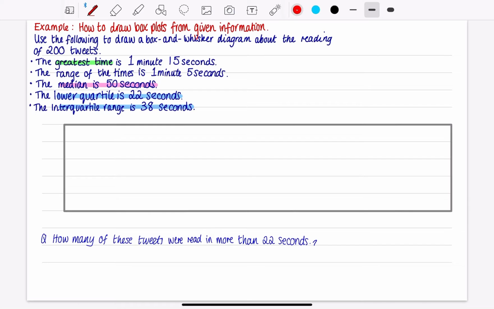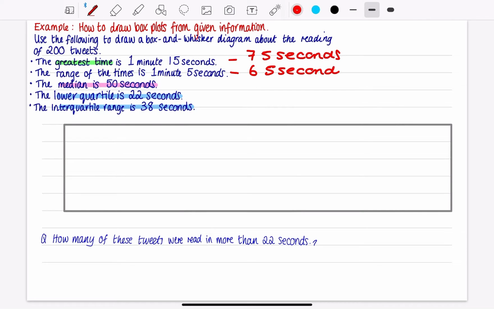We first need to make sure everything is in the same unit, as we would do with any other type of graph or diagram. As it's easier to work with larger numbers than maybe decimalized minutes, we are going to start by converting everything to seconds. 1 minute 15 seconds is 75 seconds, and 1 minute 5 seconds we know is 65 seconds.